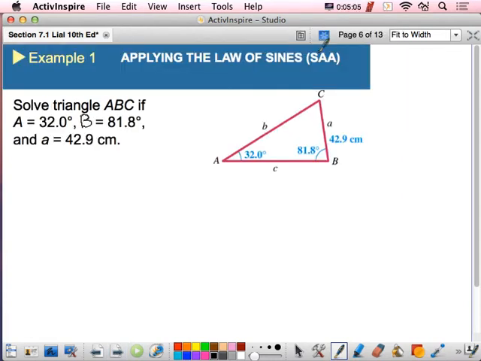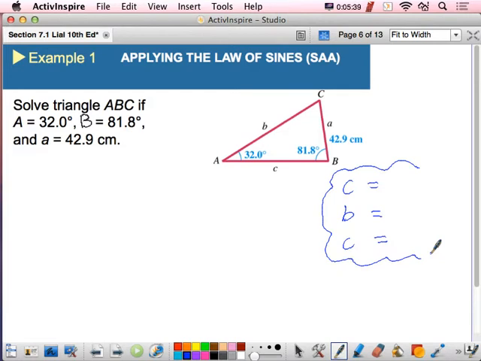So for our first example, here's the information we are given. We have a triangle. We know that angle A is 32.0 degrees, angle B is 81.8 degrees, and side little a is 42.9 centimeters. So notice we are given one side and two angles. So if we want to completely solve this and find the three missing measures, that means I am looking for capital C, I am looking for little b, and I am looking for little c. So those are the three things that I need to find in order to be finished with this problem.